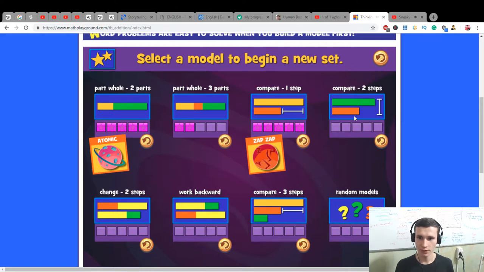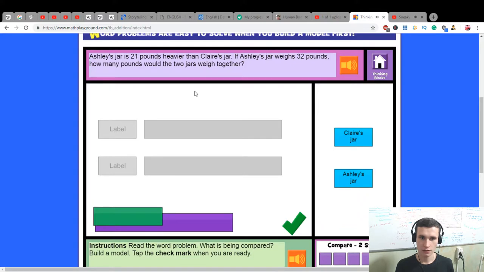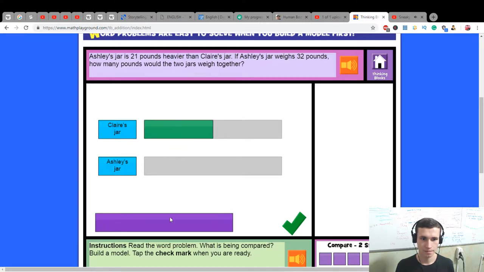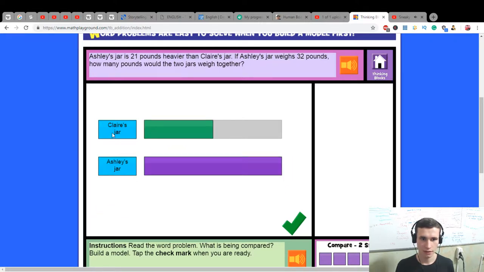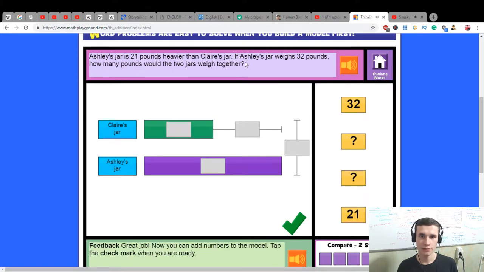Compare two steps. Ashley's jar is 21 pounds heavier than Clary's jar. Clary's, Ashley's. And Ashley's is heavier than Clary's jar, which is lighter. If Ashley's jar weighed 32 pounds, how many pounds would the two jars weigh together?